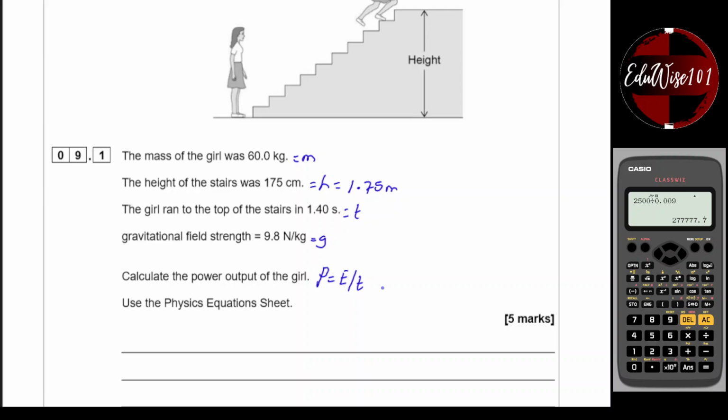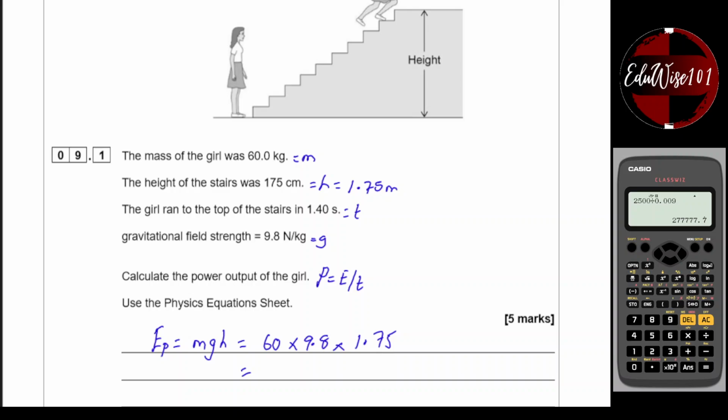Now, I've got the time. In order to calculate the energy, which is the gravitational potential energy, the gravitational potential energy is the mass multiplied by the gravitational field strength multiplied by the height. So that's 60 times 9.8 times 1.75.